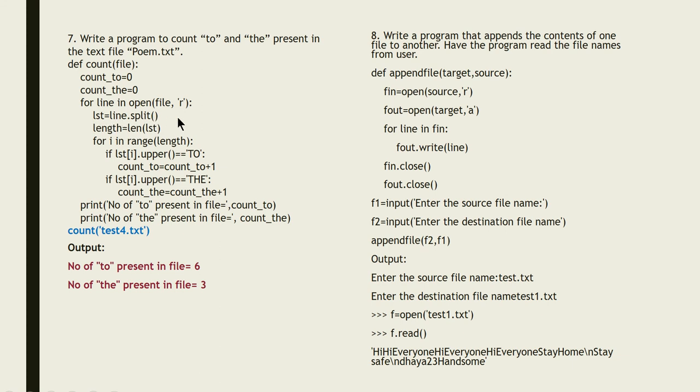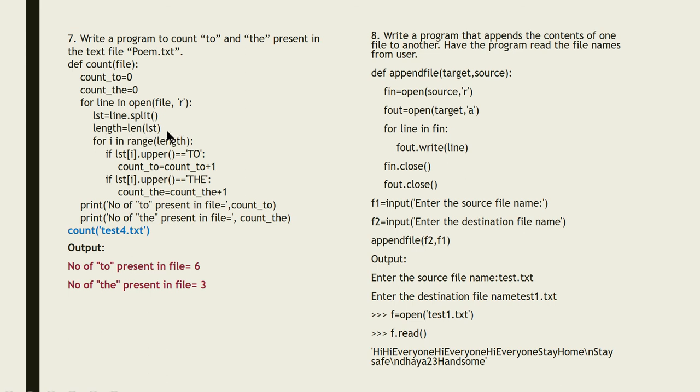So the first line is read from the file, you split the line into a number of words, and you store the output of the split function in a list. Now lst will have the list of words present in the first line. Next, I have to check whether the word "to" or "the" is present in the file. If it is present, I have to increment the counter. To do so, I identify the number of elements in the list: length = len(lst).